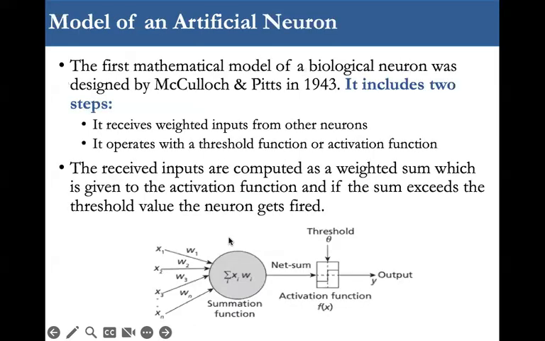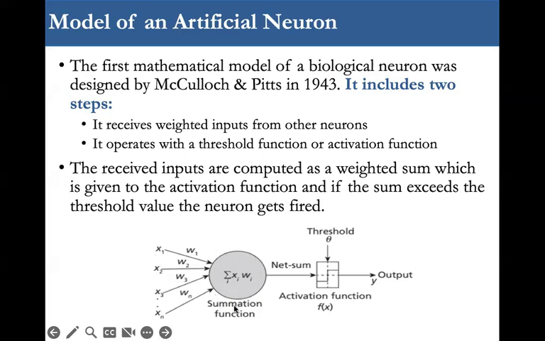Now we'll learn about the mathematical model of an artificial neuron. The first mathematical model of a biological neuron was designed by McCulloch and Pitts in 1943. You can see here, this is the mathematical model of an artificial neuron. Here you can see the inputs as x1, x2, x3, etc. to xn, and the weights as w1, w2, w3, etc. to wn. What will the node do?